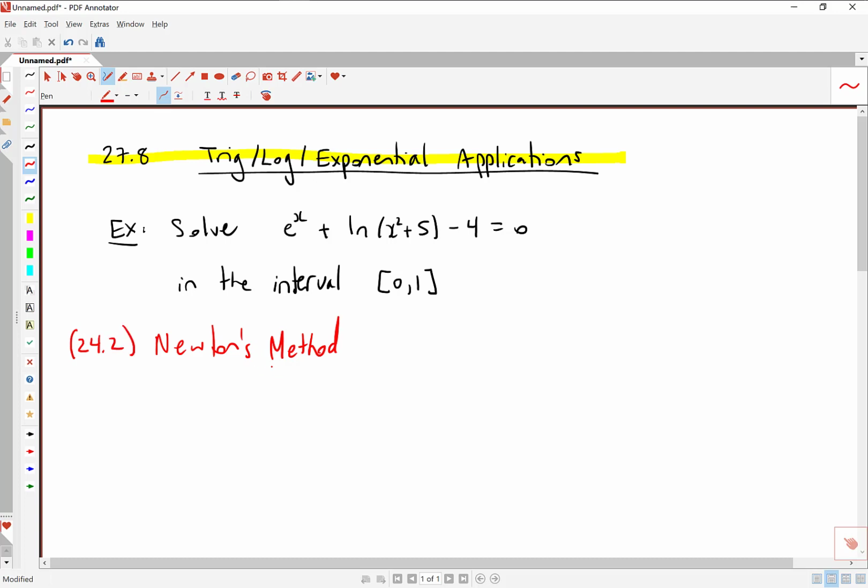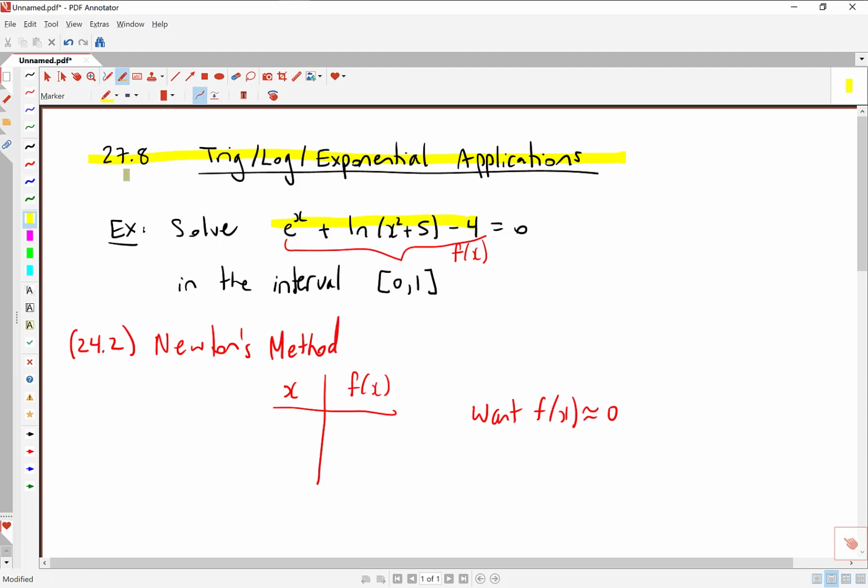Newton's method allows us to solve an equation of the form f of x equals 0. So all this stuff on the left side here, that's going to be our f of x. It allows us to find an approximate solution. And we're told in the problem that the x value that we're looking for is somewhere between 0 and 1. So our first step here is going to be to figure out what a good starting x value is. We'll just make a little table of values here. And what we're looking for is for the value of our function to be close to 0. So let's say we want f of x to be approximately 0, where we're just saying f of x is the left side of this equation.